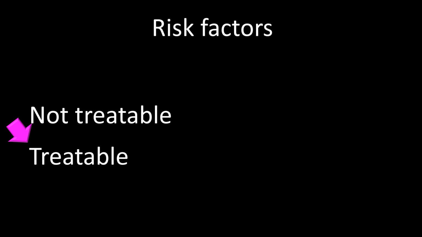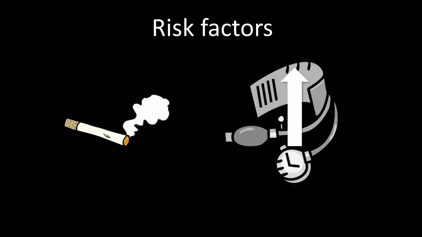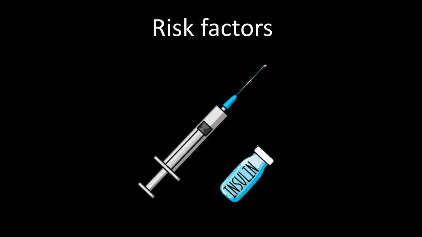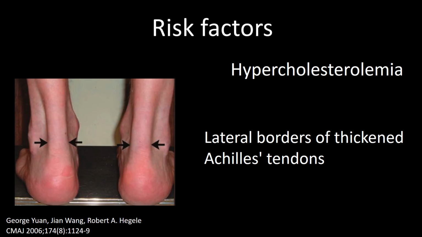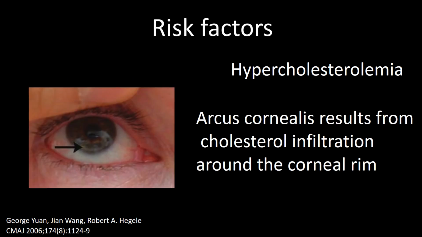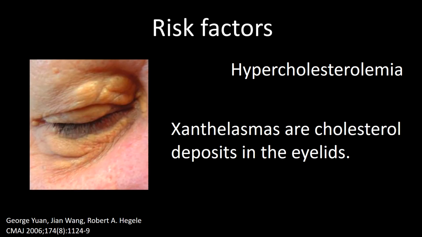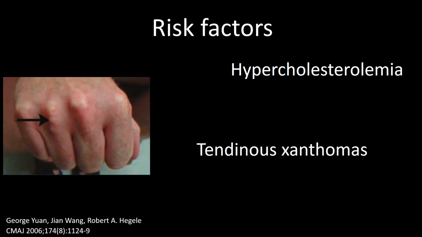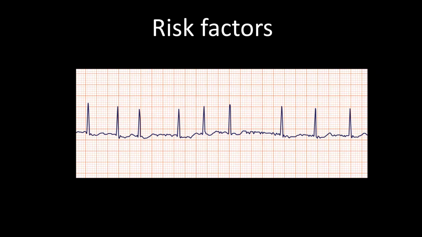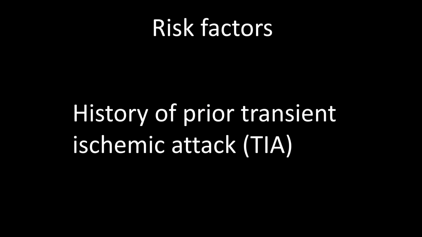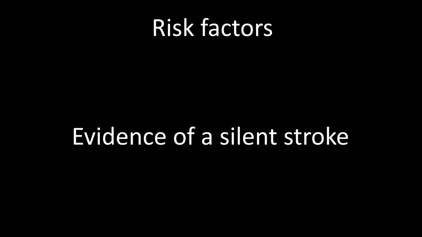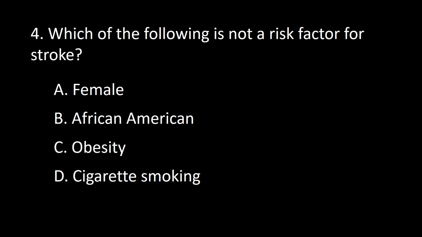Treatable factors are smoking and high blood pressure, obesity, diabetes, hypercholesterolemia, which can be detected by finding in a patient thickened Achilles tendon, arcus cornealis, xanthelasmas, and tendinous xanthomas. Other treatable risk factors are heart disease, including atrial fibrillation, drug use, history of TIA, and findings consistent with a silent stroke. So the answer to this question is A.